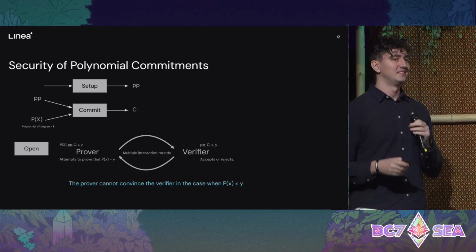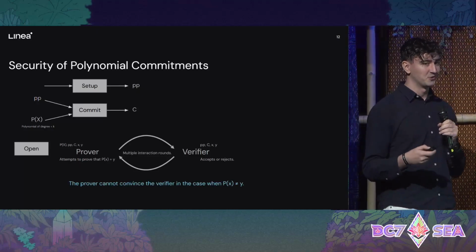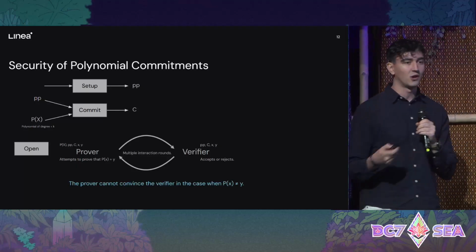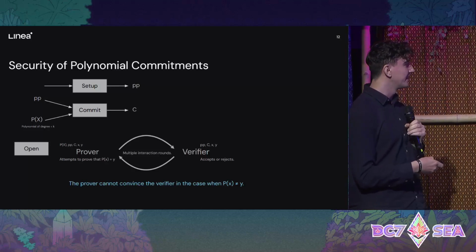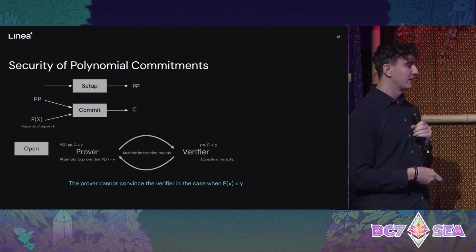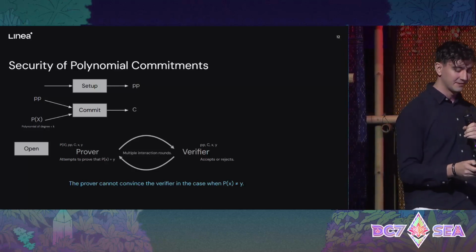Very high level, the security condition that we want to achieve is that the prover should not be able to convince the verifier in the case that he committed to some polynomial that actually does not evaluate to the claimed y.